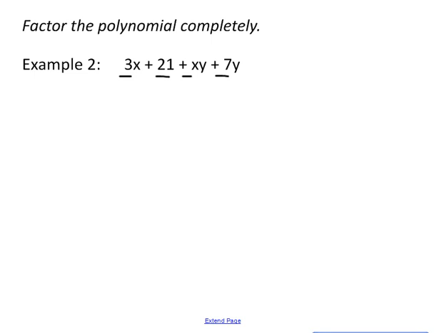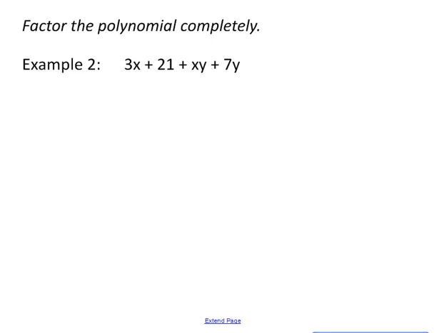Next, we're going to look at the variables. X, nothing. X, Y, and Y. And again, there's no variable that they all have in common. So for example 2, there is no GCF. Next, we want to count the number of terms. Well, you notice it has 4 terms.